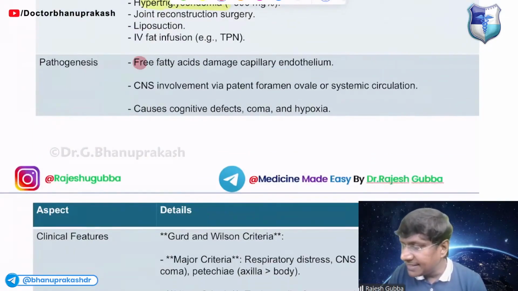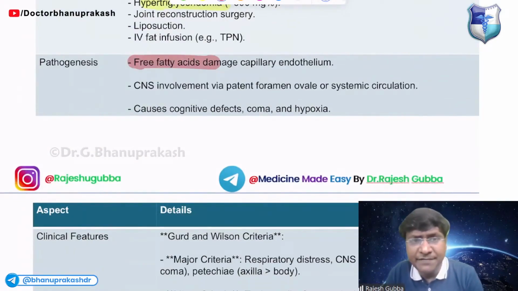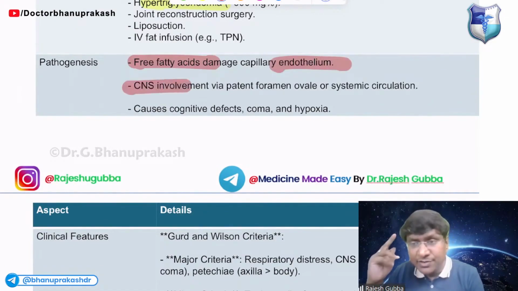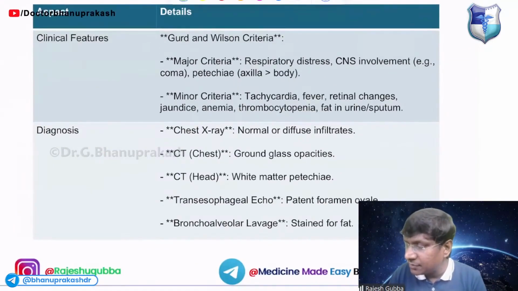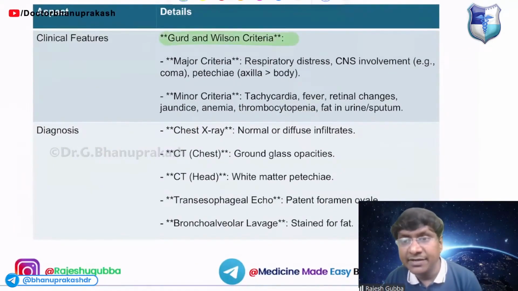Pathogenesis is that from the fat, you have the release of free fatty acids. They are the ones which cause damage to the capillary endothelium. And these fat emboli can also enter the CNS, causing CNS manifestations. Then what is the name of the criteria for fat embolism syndrome? That is Gurd and Wilson's criteria. You have major as well as minor criteria.